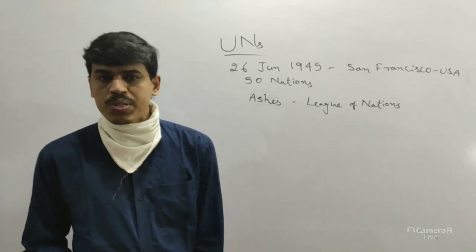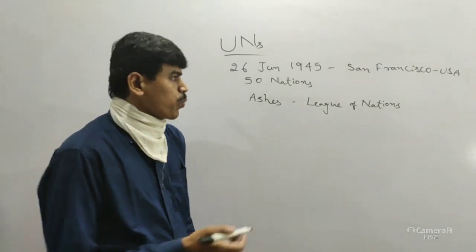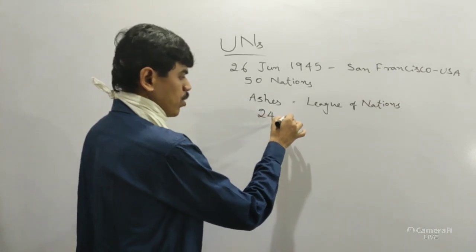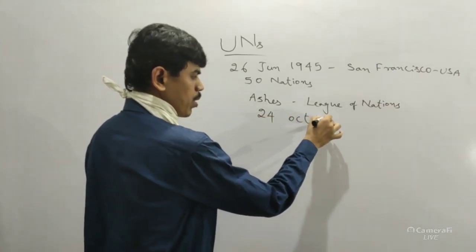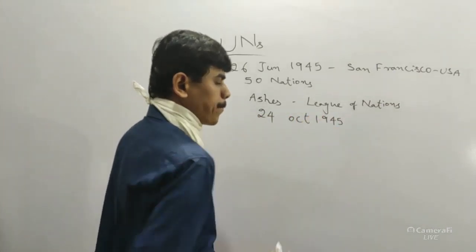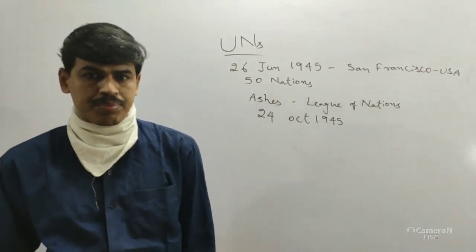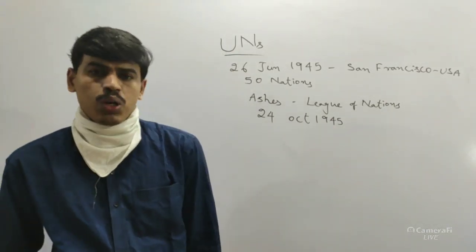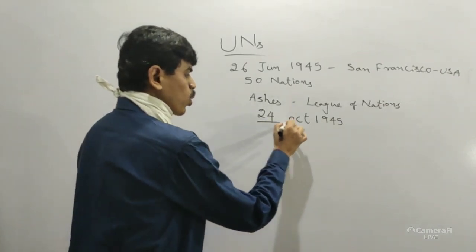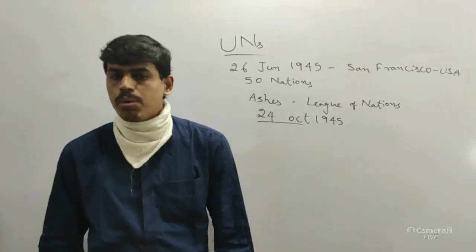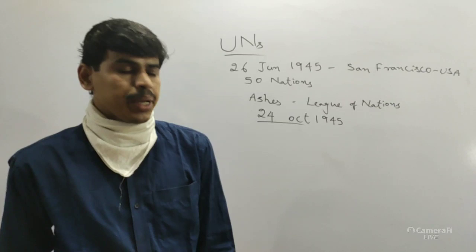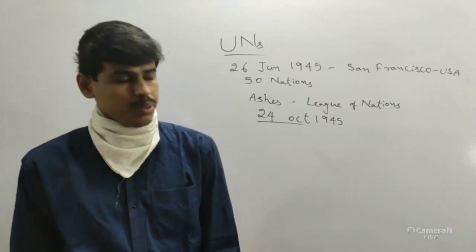The United Nations was established on 24 October 1945. So 24 October is celebrated as UN Day.